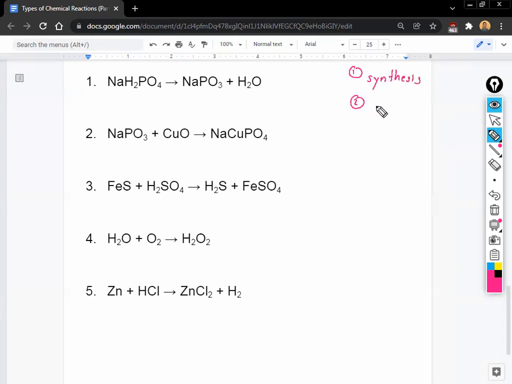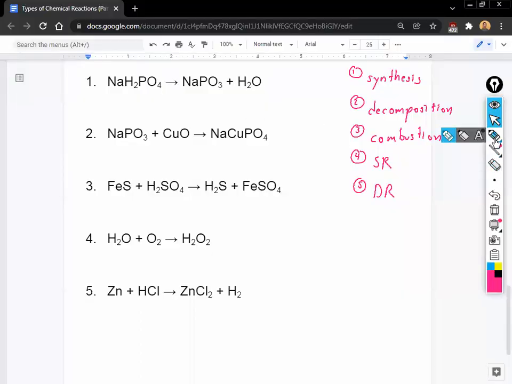So we got synthesis, we got decomposition, we got combustion. These are from last time. And then today we went over single replacement and double replacement. Okay. So take about 2 minutes, figure out which one of these each equation is, and then we will go over it together. All right, let's go over the answers.